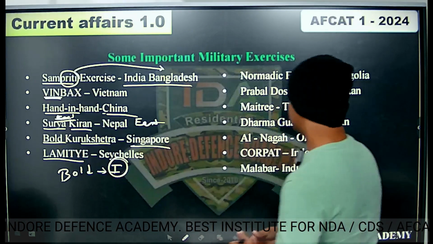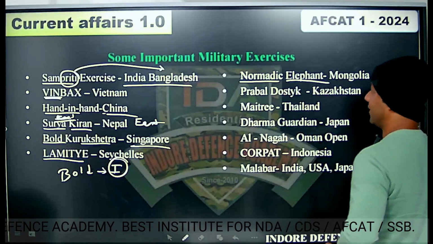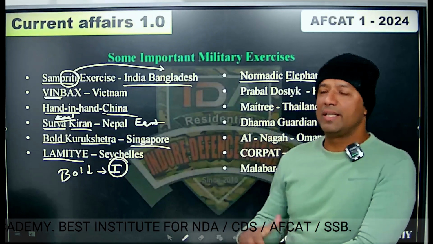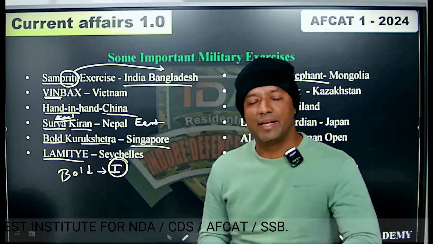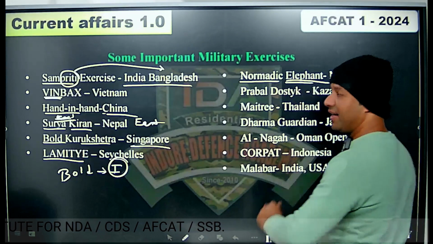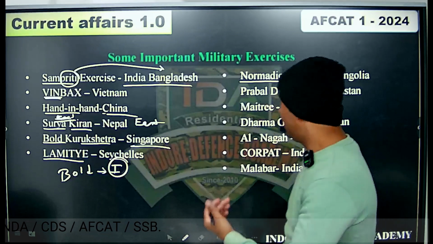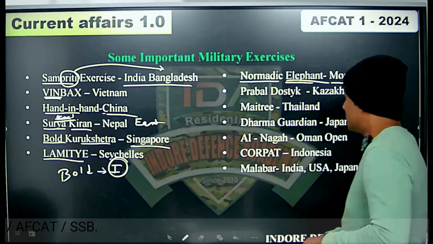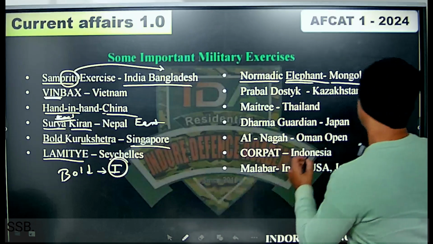Okay, another is Nomadic Elephant. Okay, it is with the Mongolian army. So if you see the people of Mongolia, they are very fat, they are very muscular. From that you can memorize it. Nomadic Elephant. Elephant is very muscular, elephant is very fatty, so you can relate the fatty with Mongolia. Okay, Prabal Doshak, it is with Kazakhstan.